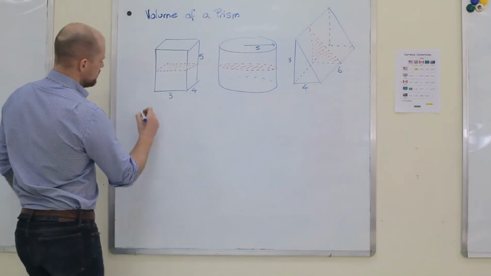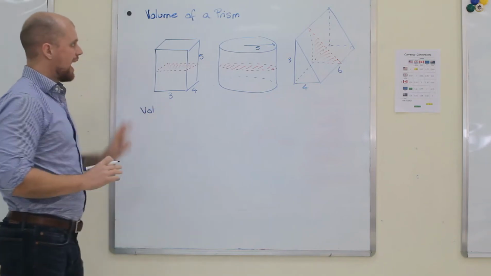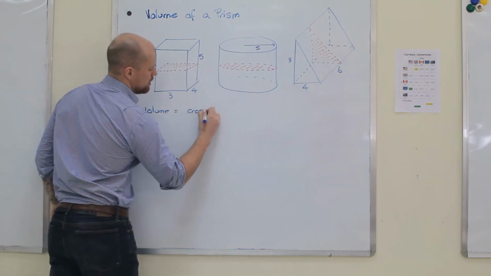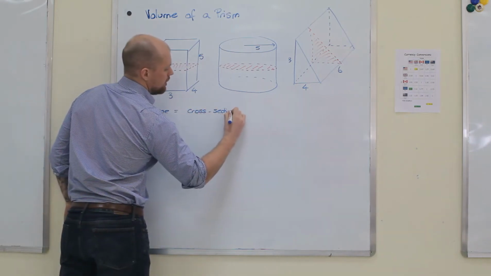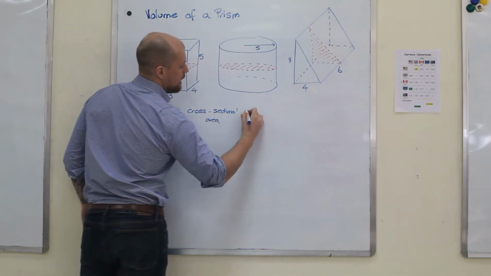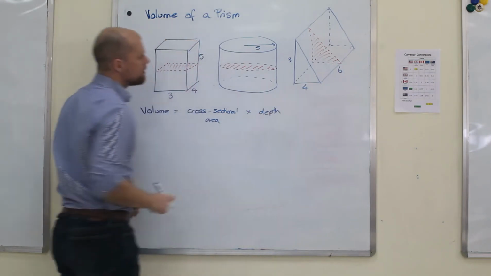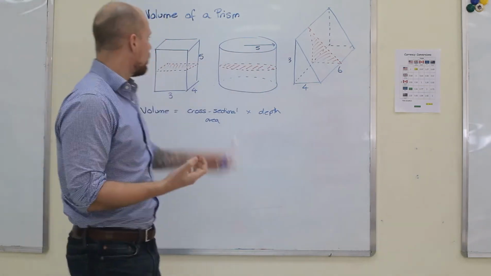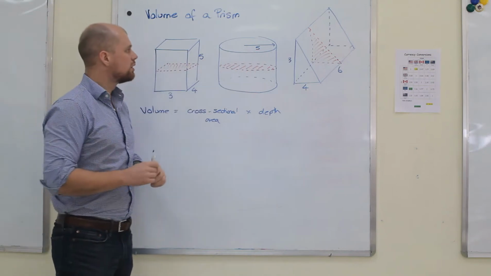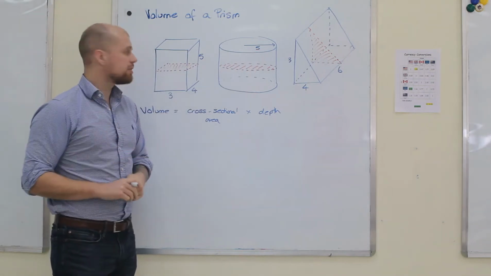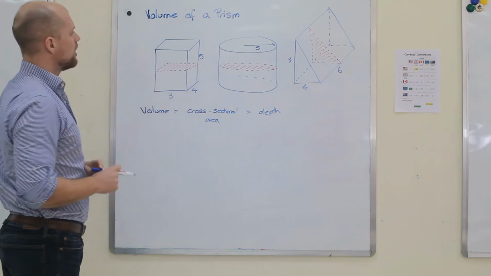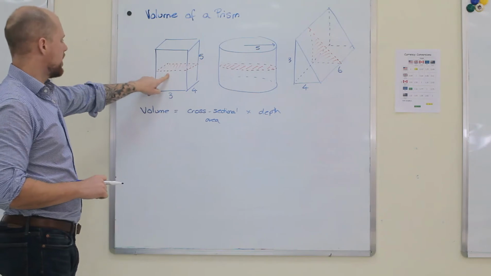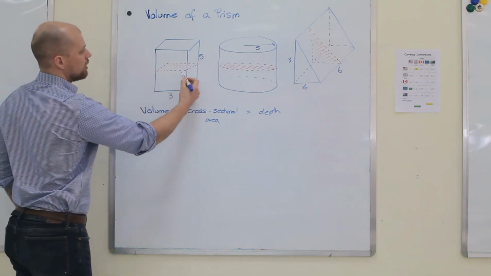To calculate the volume of any prism at all, any of these, it's always the same. The volume is the cross-sectional area times by the depth. So all we have to do in 1, 2 and 3 is calculate the area of each of the cross-sections and then multiply it by the depth. So for my first one, the area of the rectangle is 3 along and 4 back.